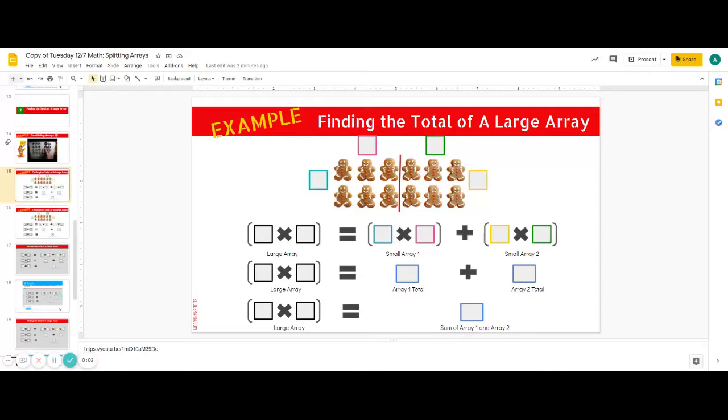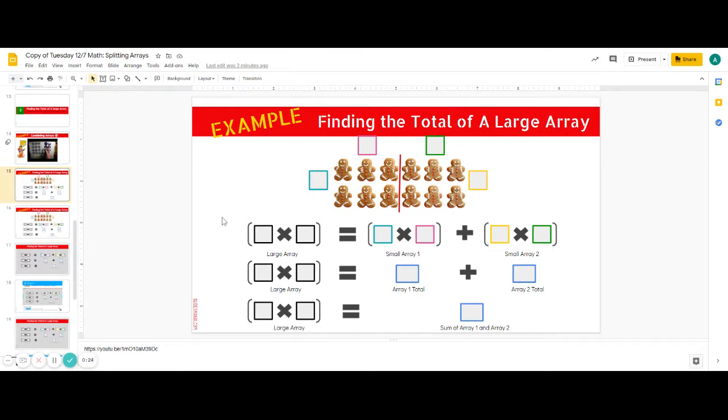Let's continue from part 1 of this assignment. We took that large array and we split it in half right down the middle. So now we have 2 equal small arrays. Without putting the answers or numbers into these boxes, let's first look at what these equations mean.